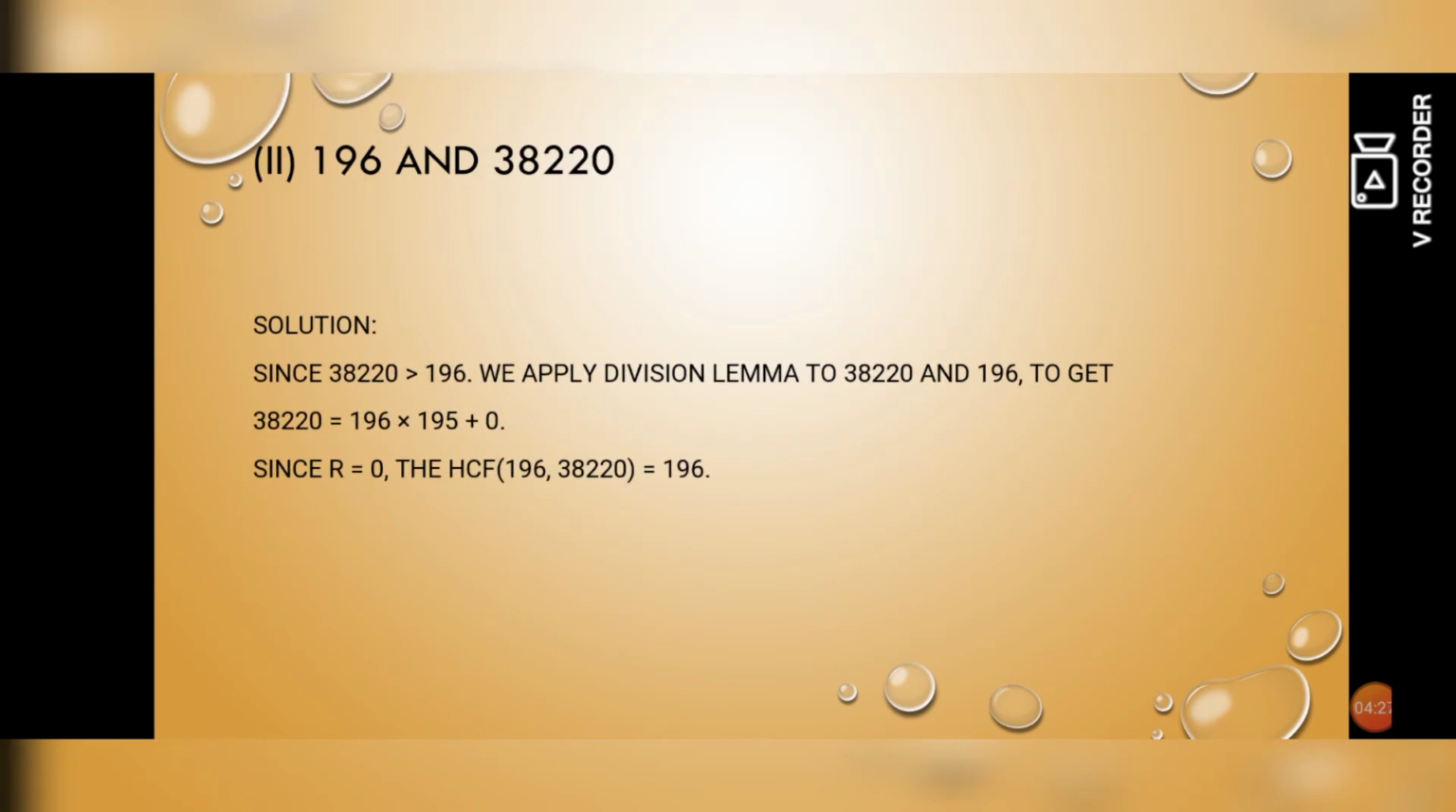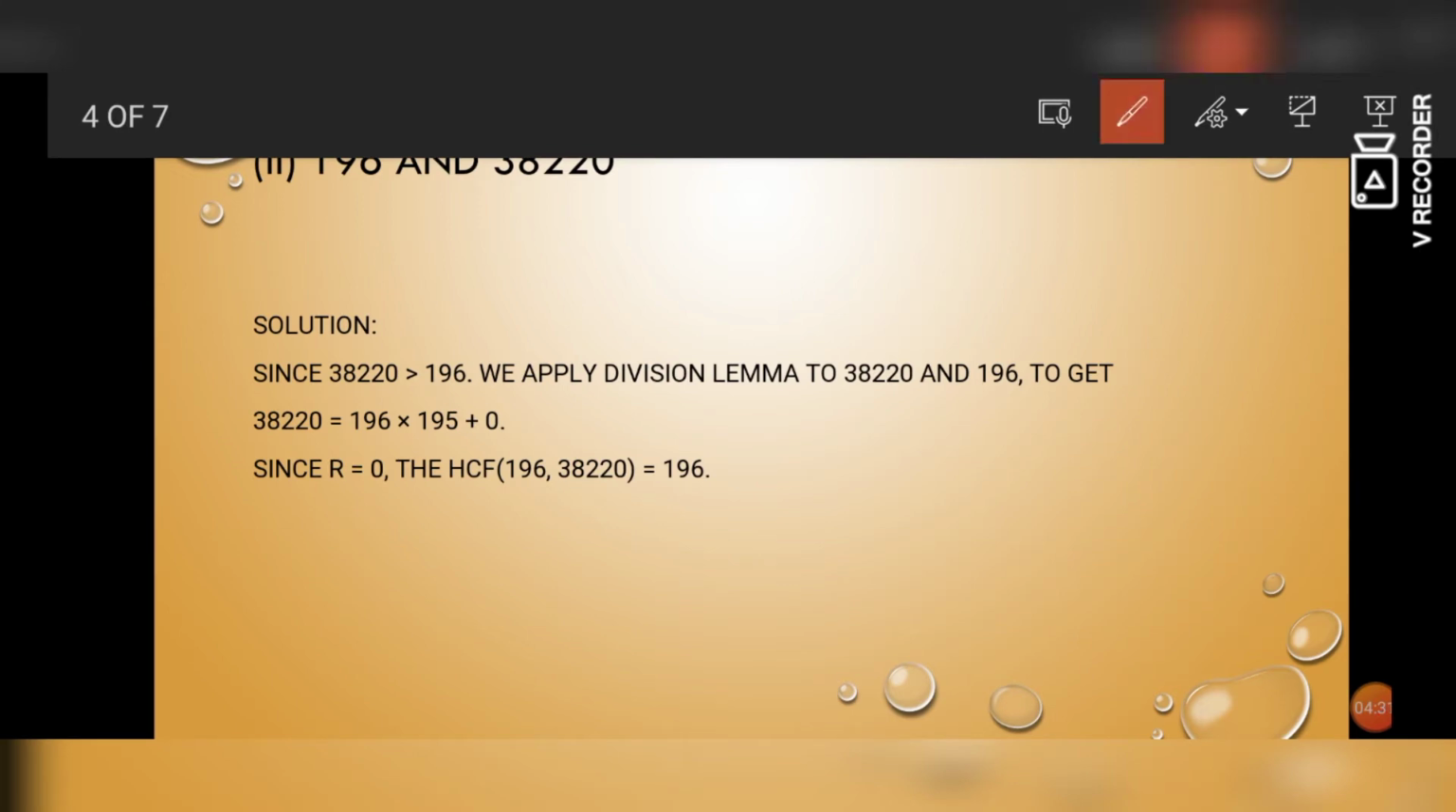The second part is 196 and 38220. Among 196 and 38,220, obviously 38,220 is the largest. So we will use the division lemma on these two numbers.